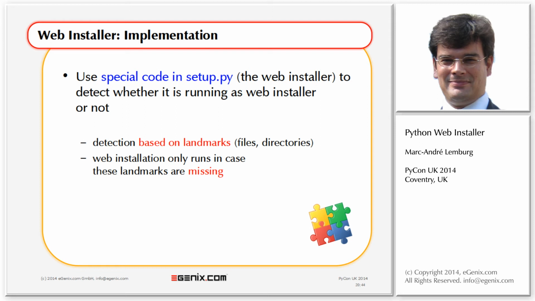So the way that we did it is we used landmarks to identify whether to run in web installer mode or whether to run in build mode. So basically you just pass a list of files or directories that need to be present, and if they are present, then it knows, well, I'm building a package, or I have already downloaded everything, so I can just continue working normally, and I don't need to do the web installer stuff. If those landmarks are missing, it then invokes the logic to download everything.